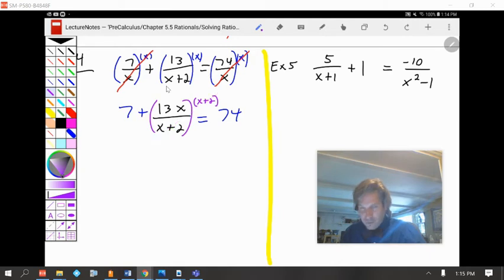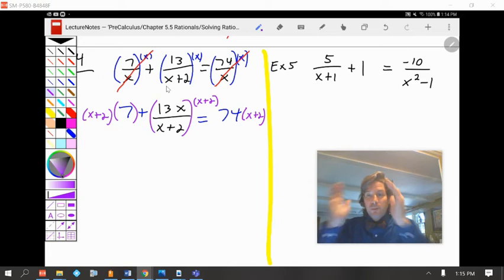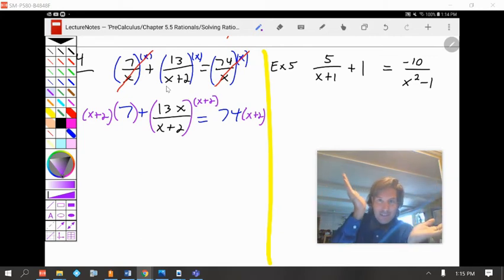The thing is, you're going, whoa, Mr. Quirk, slow down. You can't just multiply the middle term by x plus 2. What else do you have to multiply by x plus 2? The 7 and the 74. Every single term in the equation gets multiplied by x plus 2. Every term. Do unto one side as you do unto the other. To keep the equation balanced, to keep it equal, you do the same thing across the board.